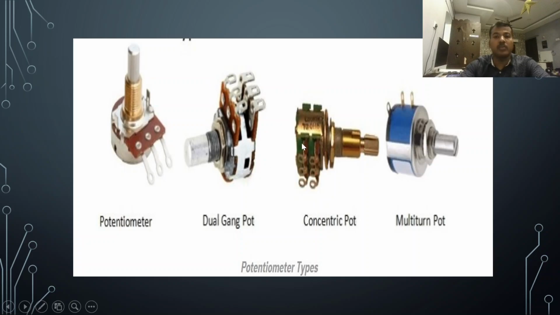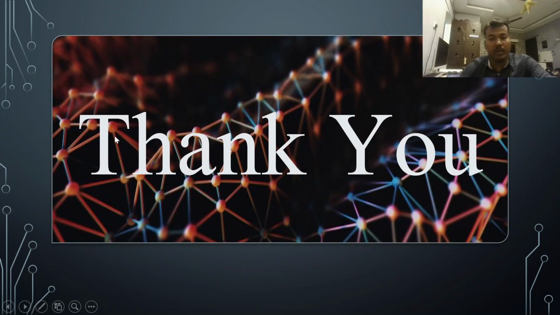This is what we normally use in our laboratory for various experiments. So this is the potentiometer. Here is the dual gang potentiometer, this is the concentric potentiometer, and this is the multi-turn potentiometer, which is a common one. These potentiometers are what we normally use.